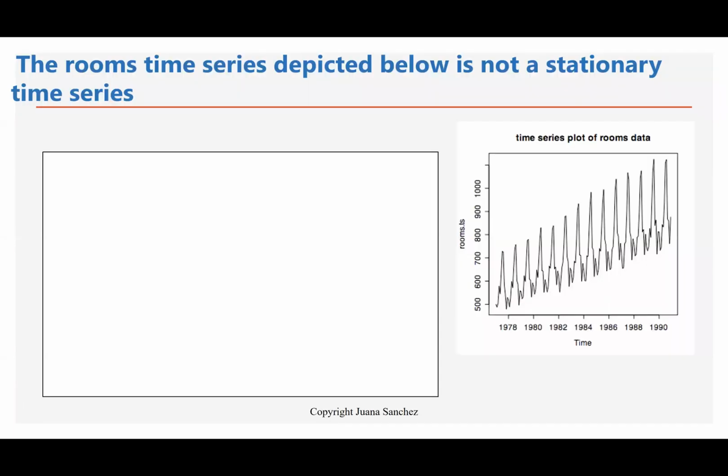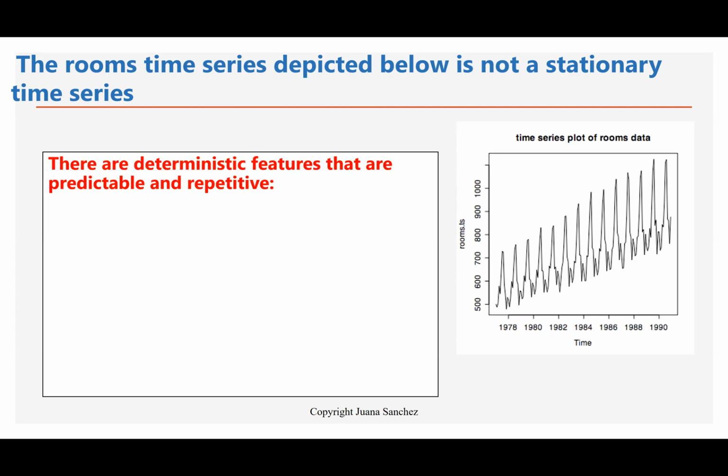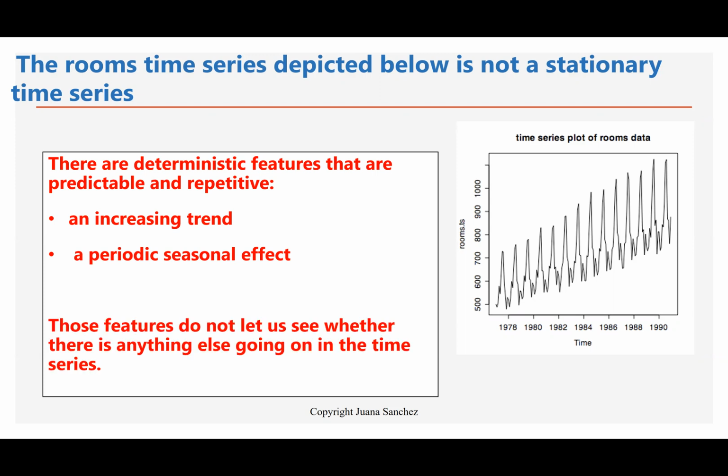So consider this room time series. This is one of the typical series we have been looking at. It has a trend. It has a very regular seasonal pattern that seems to increase over time. So obviously, there are deterministic features that are predictable and repetitive. Just by looking at the time plot, we can see them: an increasing trend and a periodic seasonal effect.